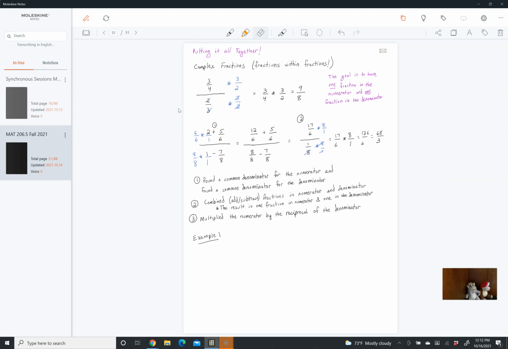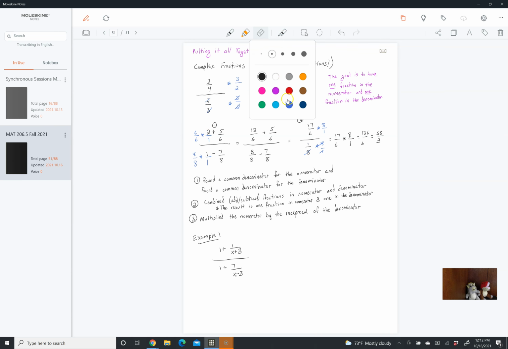Okay, and this is meaning working with algebra. So let's say that we have 1 plus 1 over x plus 3, and then we're dividing by 1 plus 7 over x minus 3. And we're just going to follow these three steps that we have.